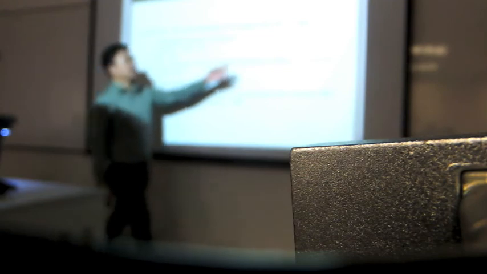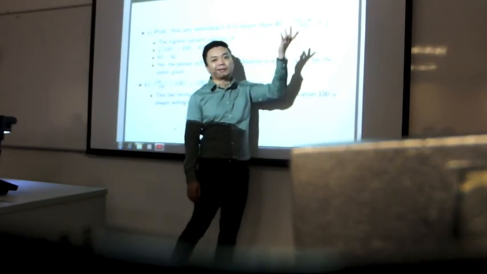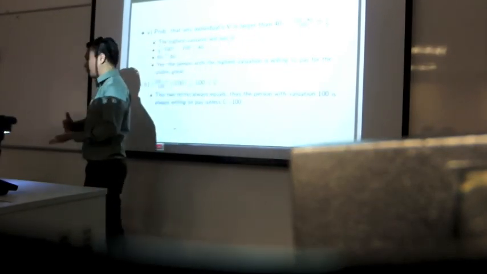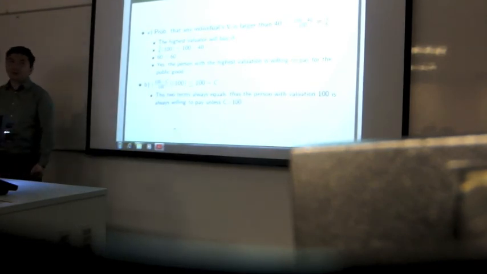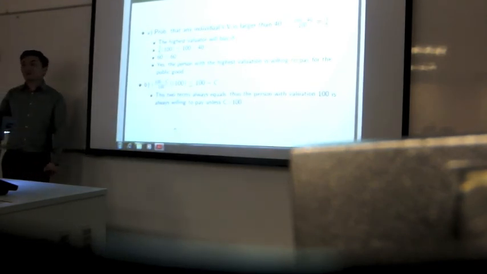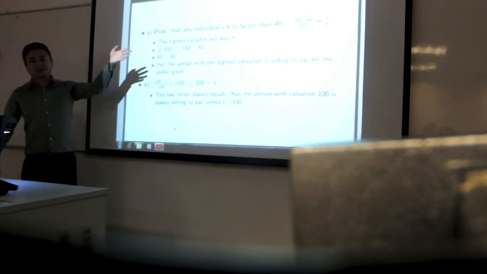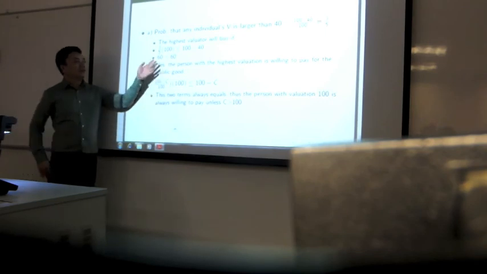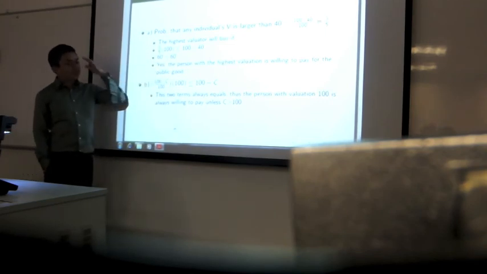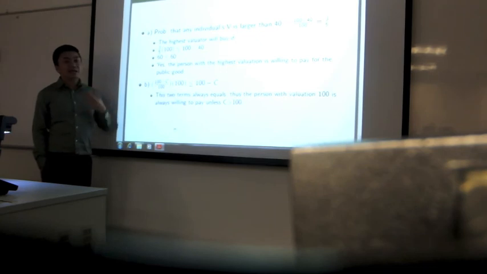Okay, first of all, what's the probability that there's an individual with value larger than 40? It's given here, (100 minus 40) over 100, which is 60%. It's from 1 to 100, so there will be 60 people with value more than 40, so the chance that someone has a value larger than 40 is 60%. To do this question, we just need to know whether the highest valuator will pay for the public good, because we only need one person to pay for the public good.